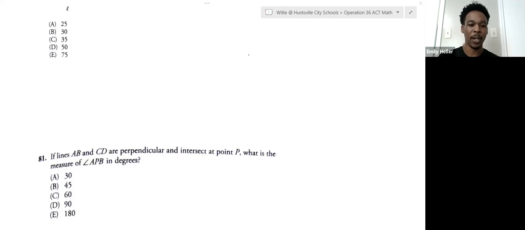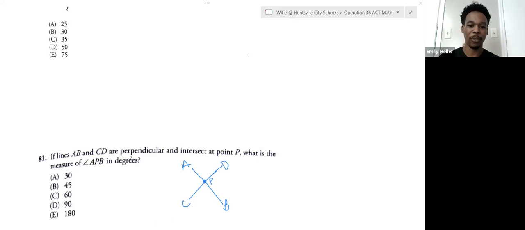Okay. You don't even have to do any math here. Give you a clue. AB and CD are perpendicular and intersect at point P. So we can do this real fast. This is AB. This is CD. Okay. And here's point P.